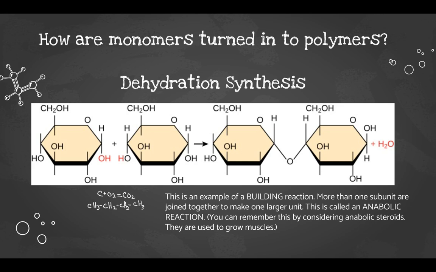Now, everyone knows what dehydration is. We've all felt it, especially those of us that are living here in Texas. Over the summer, it's hot, you're sweating. If you're not replenishing the fluids in your body, you become dehydrated. And how do you know this? Because your urine turns very bright yellow, which means you need to add some water to your body. Okay, but dehydration synthesis means that you're removing water and building something.